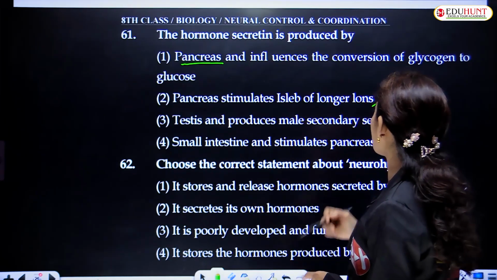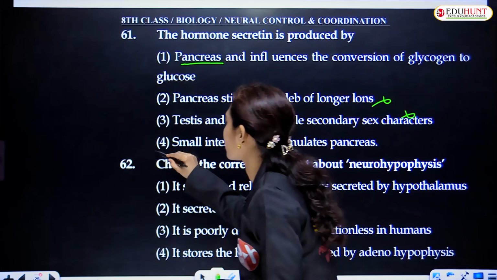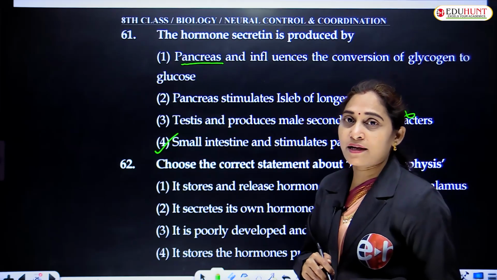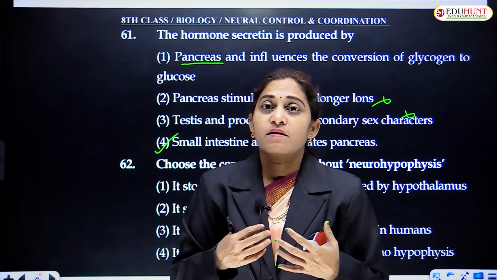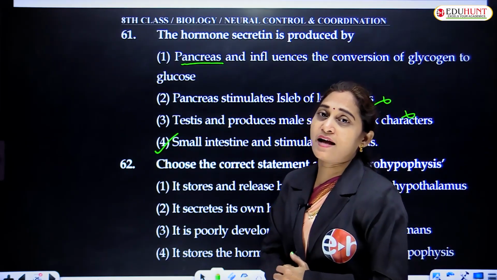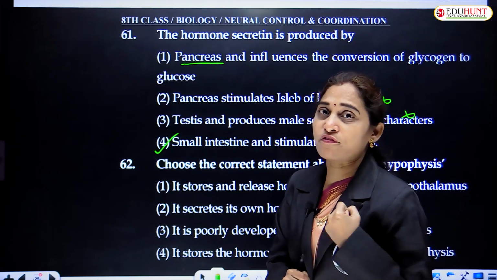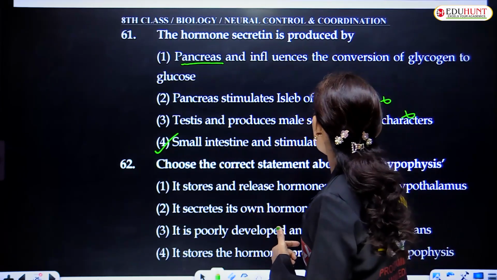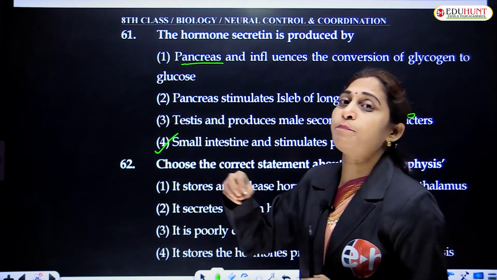Testis and produces male secondary sex organs. It is also not the correct option. Small intestine and stimulates pancreas. Yes, this is correct. It is secreted by the small intestine and stimulates pancreas. We have discussed that pancreas is a heterocrine gland which secretes enzymes and hormones. Hormonal part is secreted by the islets of Langerhans cells, and the acini are the cells responsible for the release of enzymes. Secretin is the hormone secreted by the small intestine and which stimulates the pancreas to release certain enzymes for digestion of especially proteins.